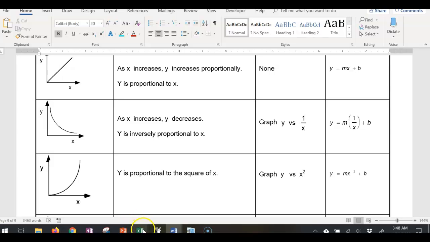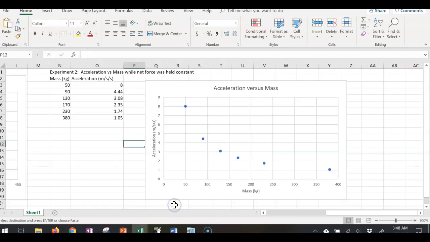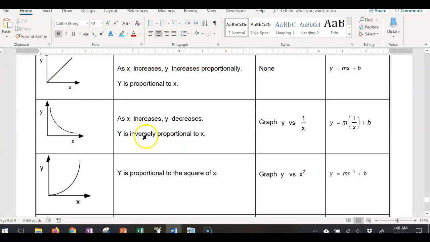So I'm going to go back and look at the graph we just made, and I can see that it has this kind of shape. That looks to me to be very similar to this, which says y is inversely proportional to x. And so this table tells us that if we want to linearize this, we need to graph y versus the inverse of x. Okay.